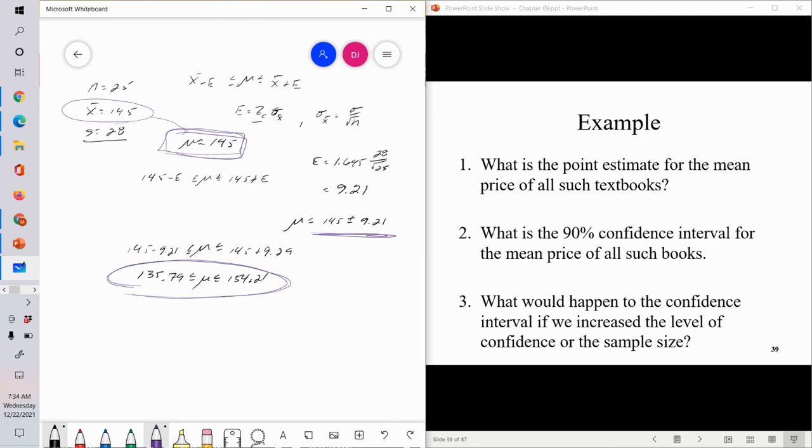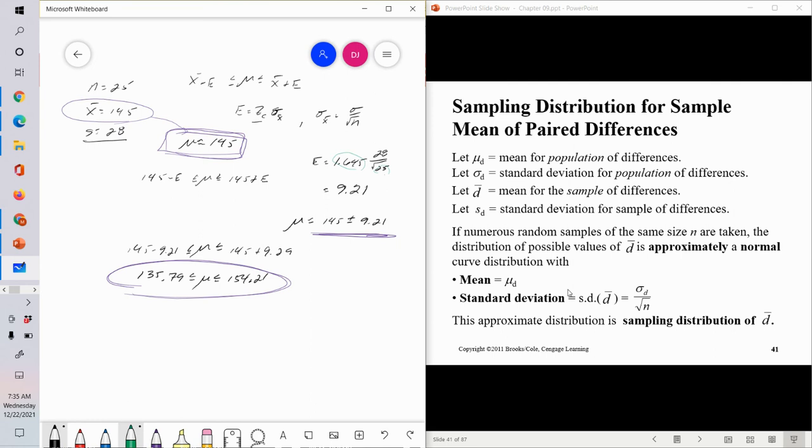This question I have here, what would happen to the confidence interval if we increased the level of confidence or the sample size? Okay, it should make sense. If you increase your sample size, if n increases, your margin of error drops. Okay, if you increase your confidence level, your z value increases, your margin of error would increase. Okay, so those have inverse effects on the confidence interval, which is something that we will explore in the future.